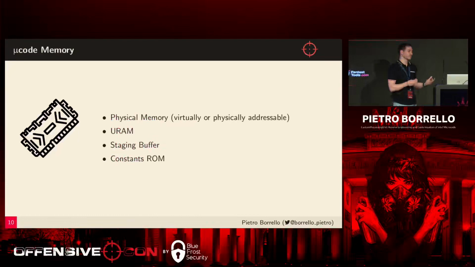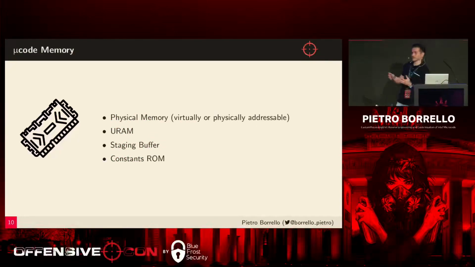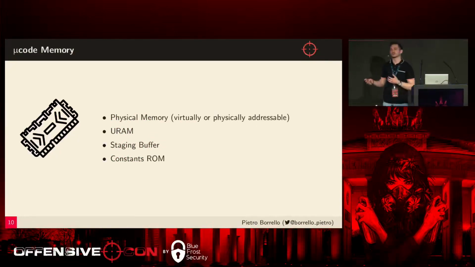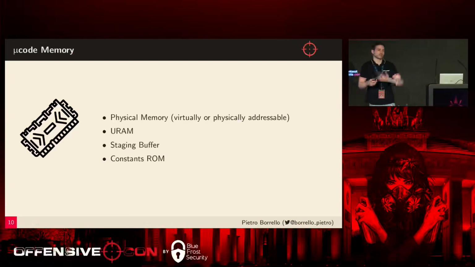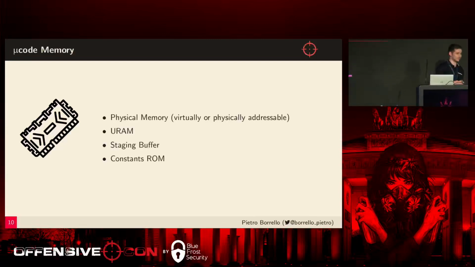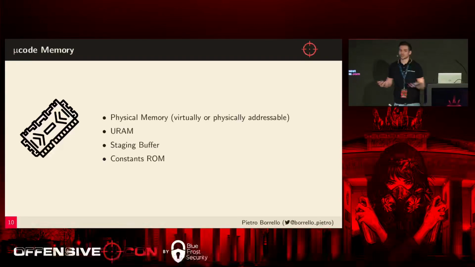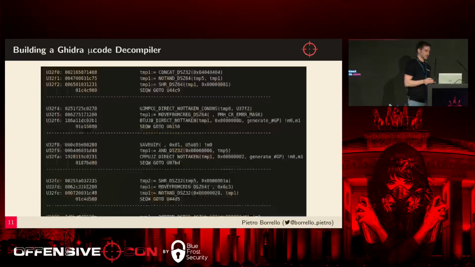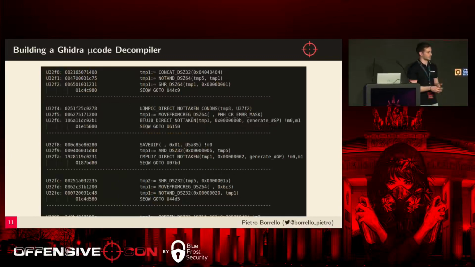But the memory is not simpler. You will have different memory areas that you can access from microcode. The first one is the physical memory. That's the memory that we all know about, that you are able to access either virtually or even physically, just bypassing the page table. You also have internal buffers that are either shared between the CPU cores or not shared and private to the core.